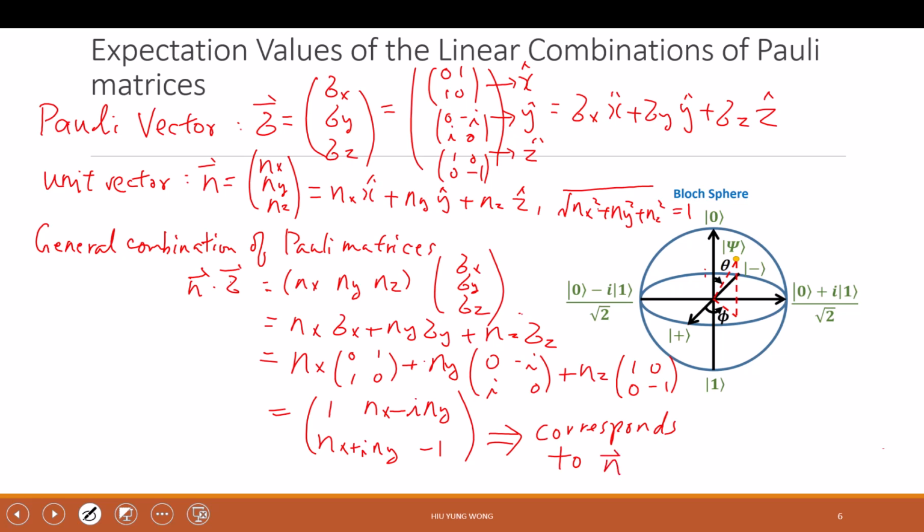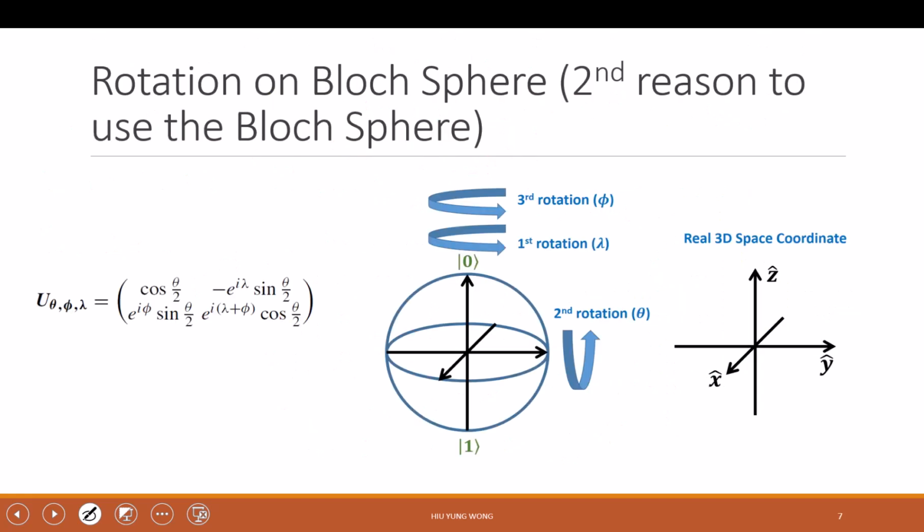Right? For example, sigma z corresponds to the unit vector pointing up. Sigma x corresponds to the unit vector pointing in the x direction. Sigma y corresponds to the unit vector pointing in the y direction. And n dot sigma corresponds to the unit vector pointing in the n direction. This is just a general case.